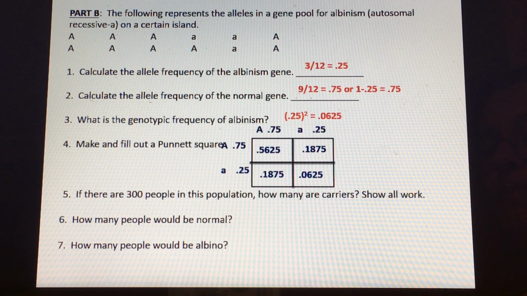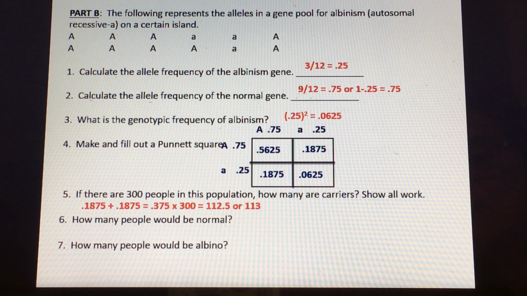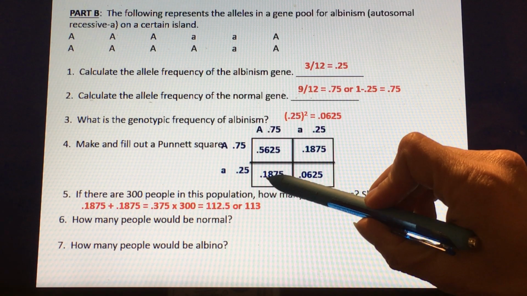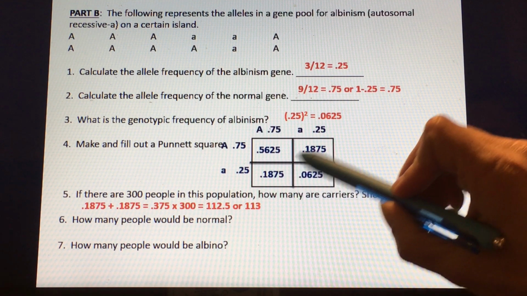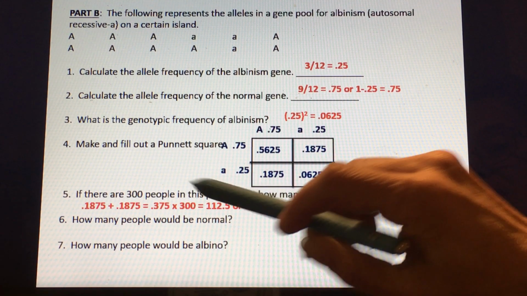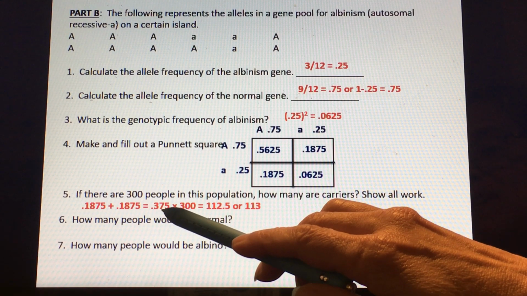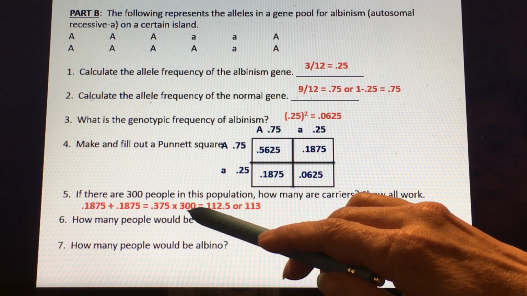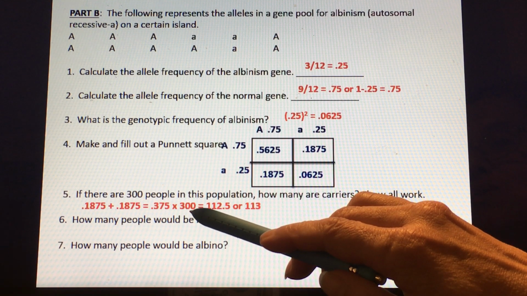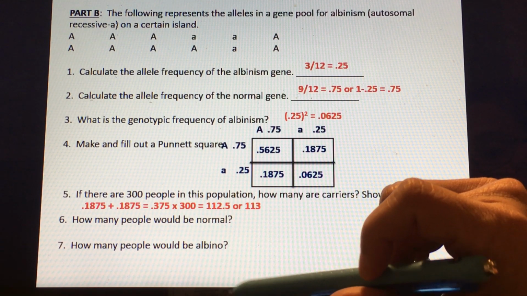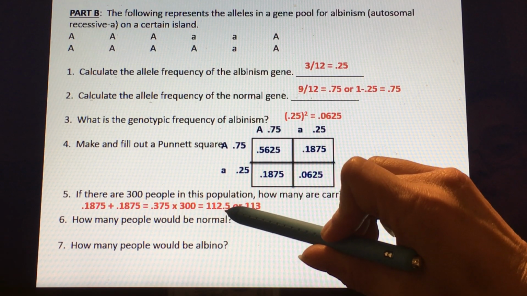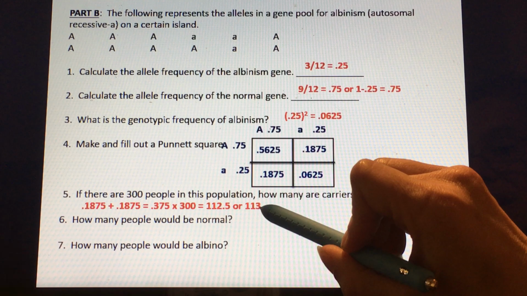If there are 300 people in the population, how many would be carriers? Now you can be a carrier of this because it's a recessive trait. So what we would do is take 0.1875 and add that to 0.1875 to get our heterozygous genotypic frequency, which would be 0.375, and then you multiply it by the total population, which they told you was 300. Okay, and then you get 112.5 or 113.